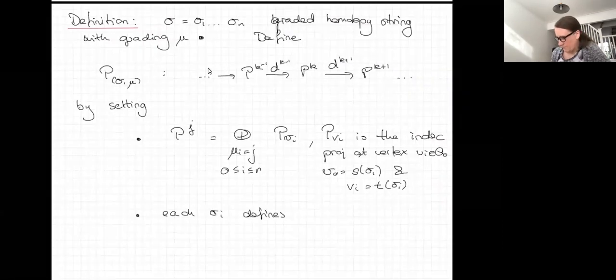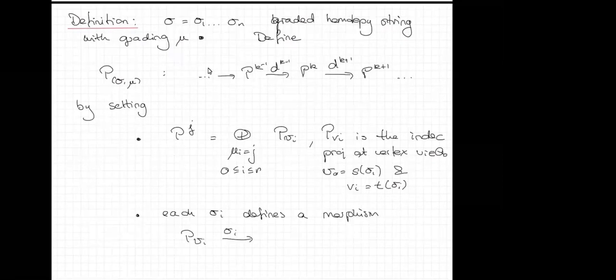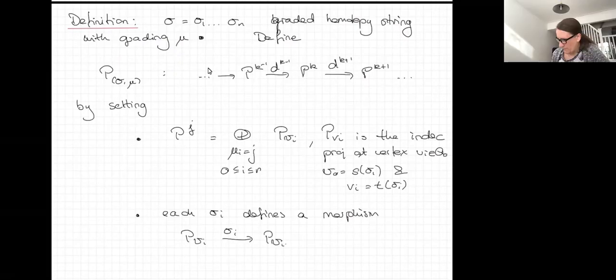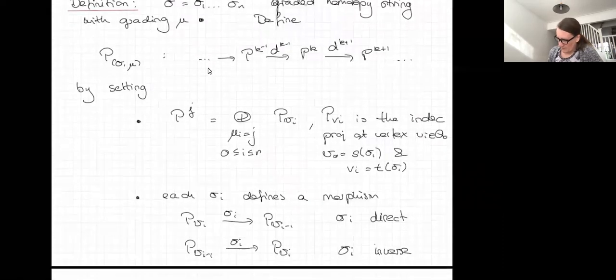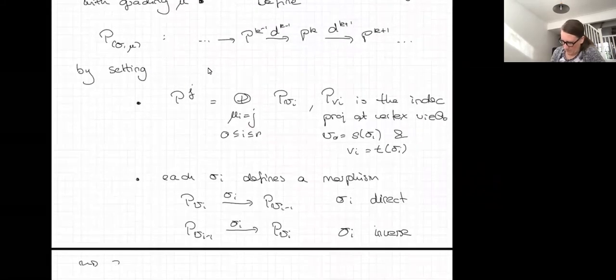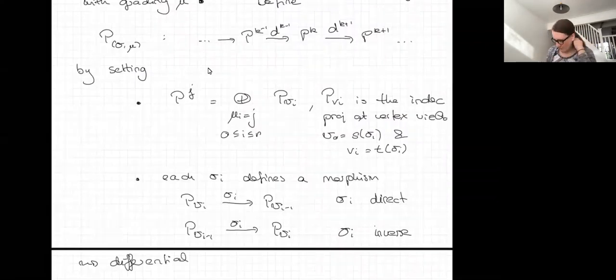And then each homotopy letter defines a morphism, namely, if we have a direct homotopy letter, we get a morphism from P v_i to P v_{i-1}. So this is if sigma i is direct. And we get a morphism from P v_{i-1} to P v_i if sigma i is inverse. And from these, we can then define the differential.